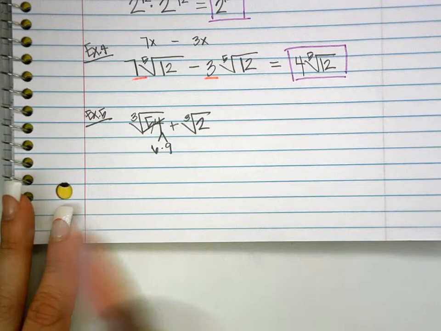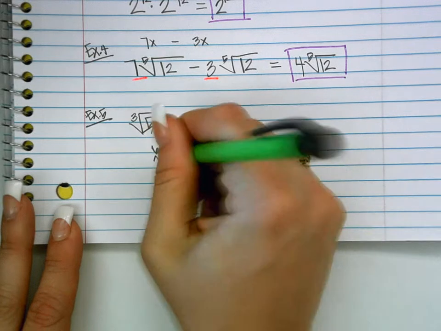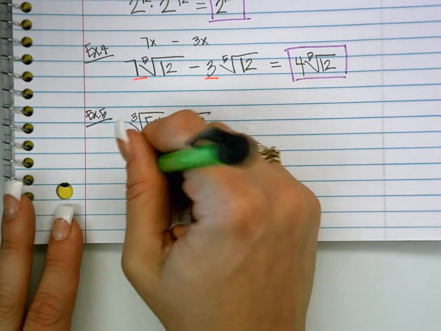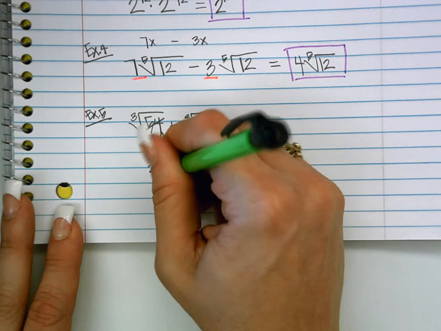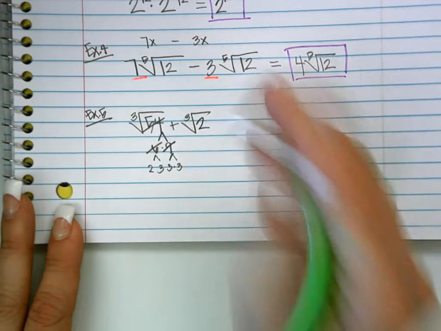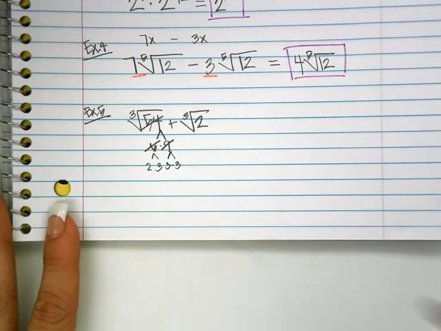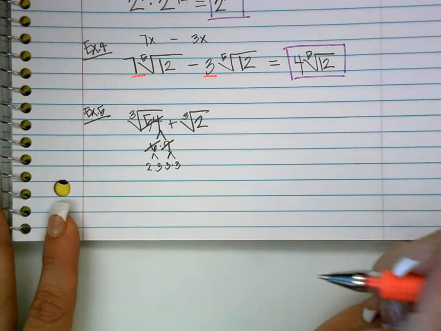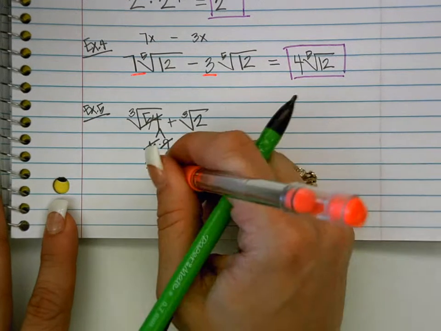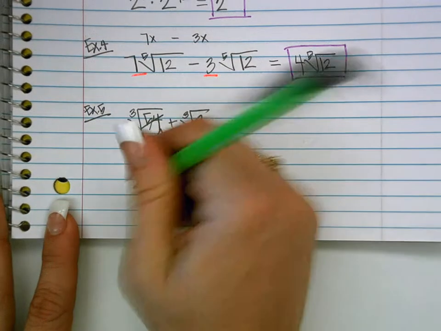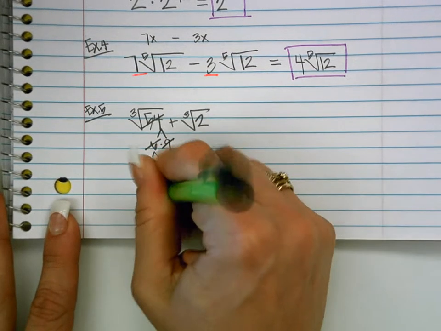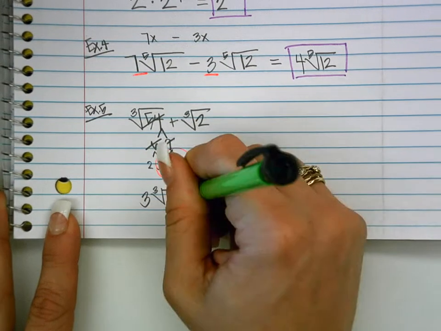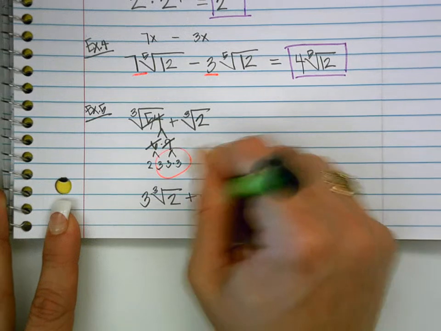Can I break those down even more? Yes. 6 breaks into 2 and 3. Cross it out once you've broken it down. 9 breaks into 3 and 3. Can I break things down any more? No. What happens here? Take out a group of 3s. So this becomes 3, and what's left behind is cube root of 2, plus cube root of 2.